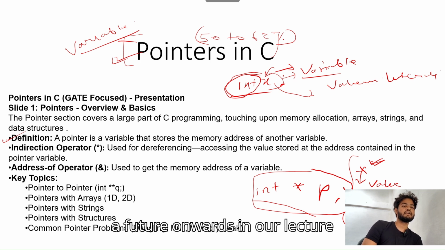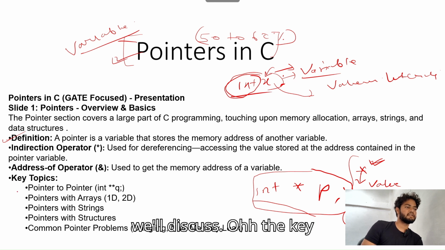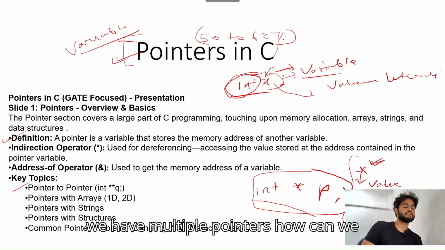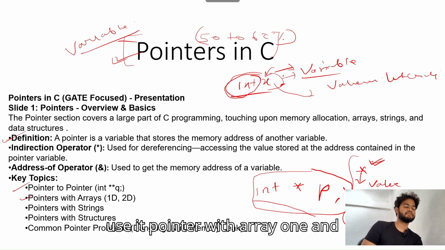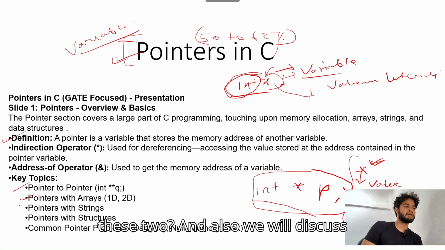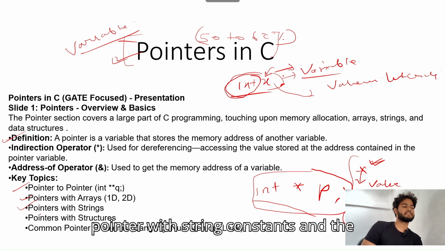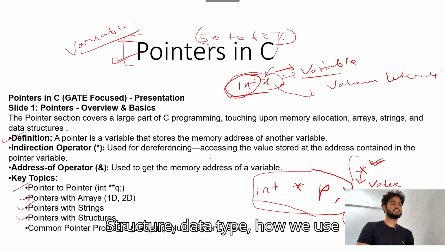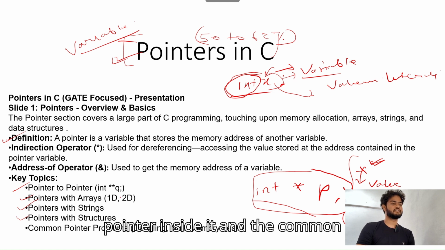In the future part of our lecture we'll discuss key points like pointer to pointer, if we have multiple pointers, how can we use them. Pointers with arrays, 1D array and 2D array, how they are used. And also pointers with string constants and pointers with structures, how we will use a pointer inside a structure data type.